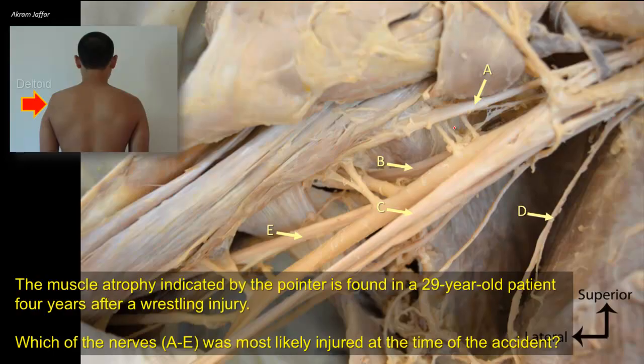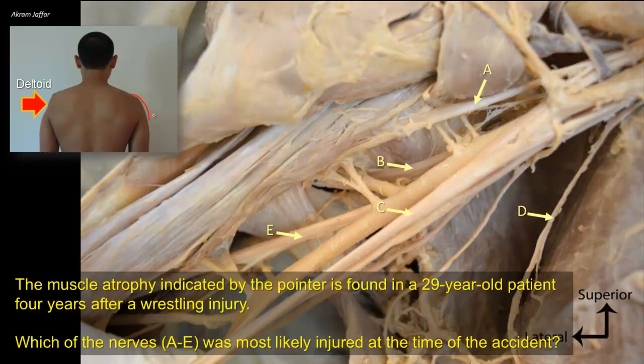Now the muscle atrophied here is the deltoid muscle. If you compare it with the rounded appearance on the other side, the deltoid muscle crosses the shoulder joint and forms the rounded contour of the shoulder, as we can see on the other side. This rounded contour is owing to the underlying upper end of the humerus.